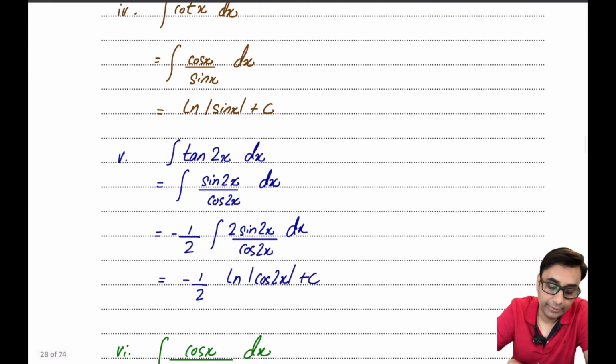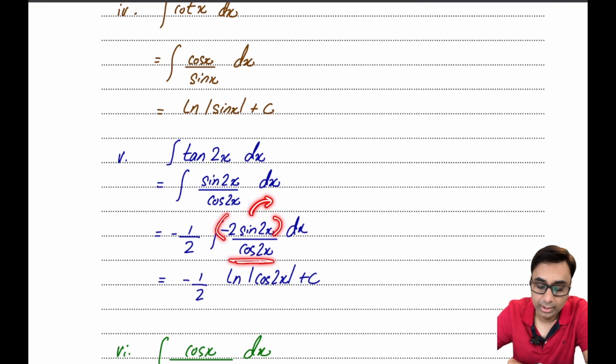Very similar: if I have tan 2x and I rewrote it as sin 2x over cos 2x, I would recognize that the derivative of cos 2x is not just sin 2x, it is negative 2 sin 2x. But then again, a negative 2 can be easily brought in. So I would multiply and divide it by minus 2. And once I do that, I'll have cos 2x's derivative in the numerator, and I'll write the formula down, which is ln of that function that I see in the denominator.